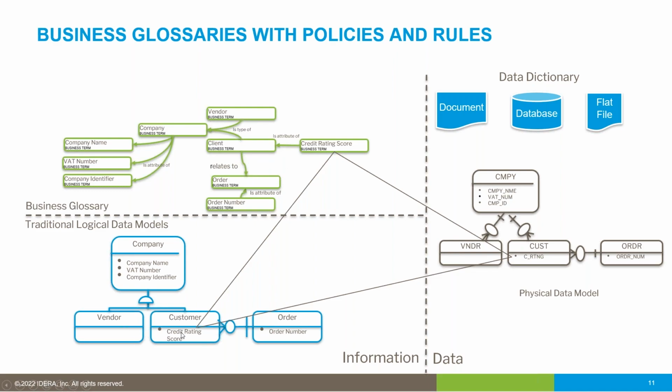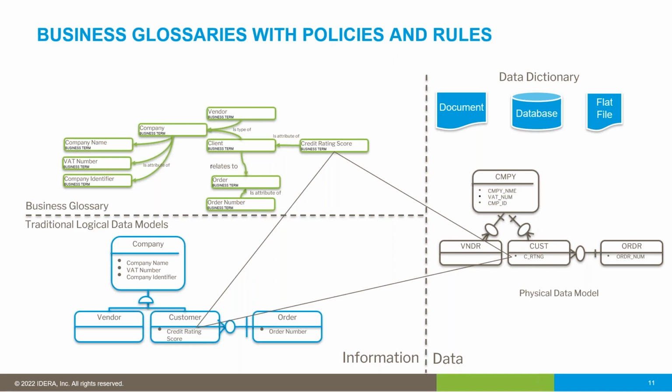So I can see in my logical model, I've got credit rating score. That is over here in my physical database as a column called C_RTNG. And then up here in the business glossary, I've got a business term credit rating score. Now, the data governance team have got the mission to provide those requirements on the data to help them govern.